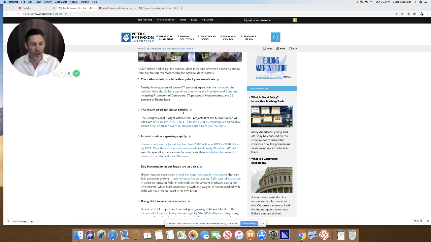The return of trillion-dollar deficits. The Congressional Budget Office, the CBO, projects that the budget deficit will rise from $897 billion in 2019 to $1.4 trillion in 2029. It'll probably actually go up higher than that, resulting in cumulative deficits of $11.6 trillion over the 10-year period from 2020 to 2029. So why is that important? Let's distill this a little bit here.